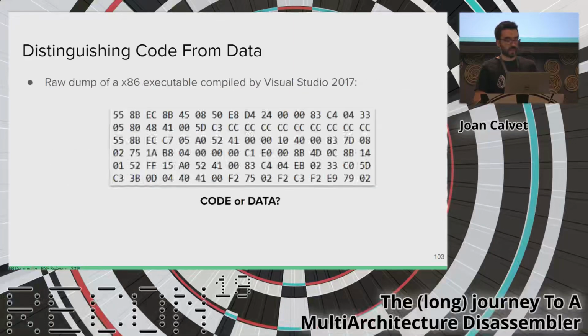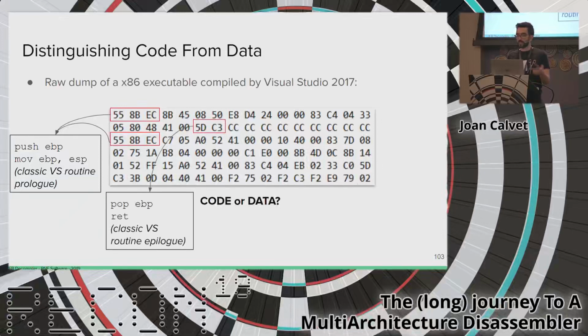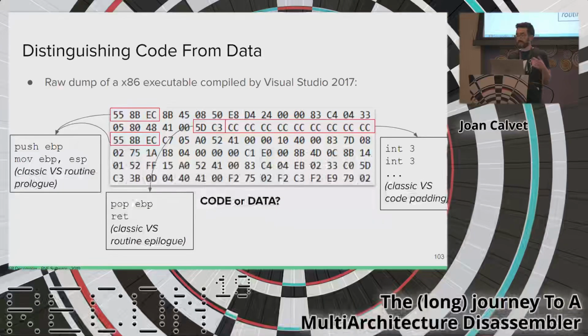And to illustrate that, here is a raw dump of an x86 executable compiled by Visual Studio. Now, if we ask, is it code or data? If you are used to reversing on Windows, you certainly notice some patterns here. These 3 bytes correspond to push EBP, move EBP, ESP, the classic Visual Studio routine prologue. Then we got these 2 bytes corresponding to pop EBP, ret, the classic Visual Studio routine epilogue. And we also got a sled of CC bytes, that's the classic Visual Studio code padding. So knowing the compiler, this really looks like code because it follows the patterns and structure of Visual Studio code.